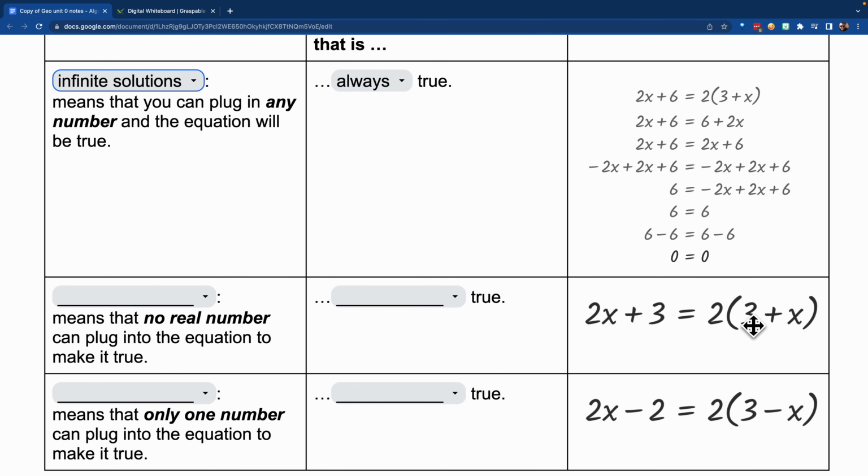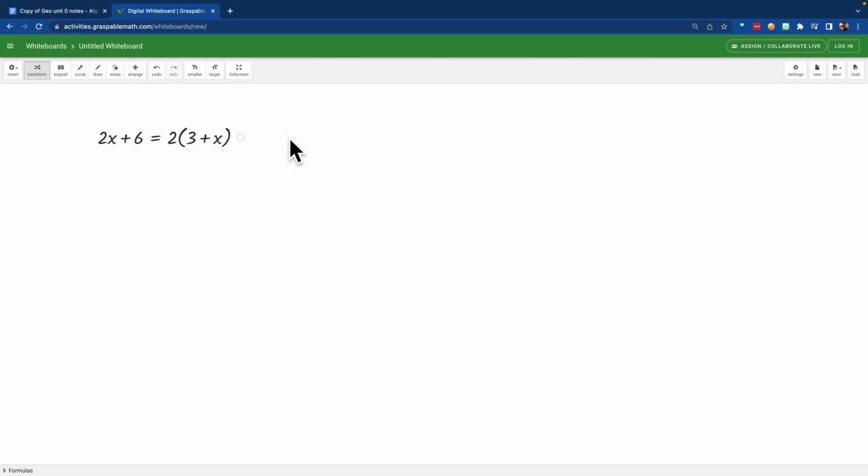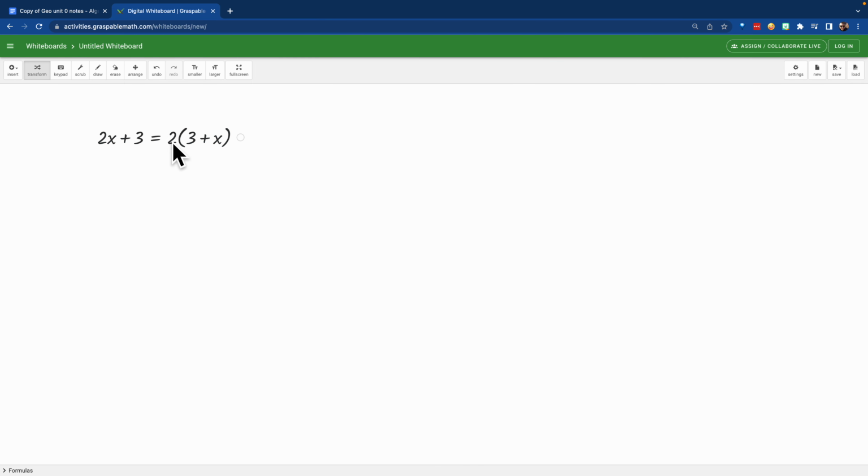It's 2x plus 3 equals 2 times the quantity 3 plus x. It's actually very similar to the first one, so I'm going to click on the little circle next to it, go back to that line, but I'm going to do fix a mistake. That allows me to edit something very small. So now I have 2x plus 3 equals 2 times 3 plus x. Well, this one, when I work it out, I don't have the same thing on both sides.